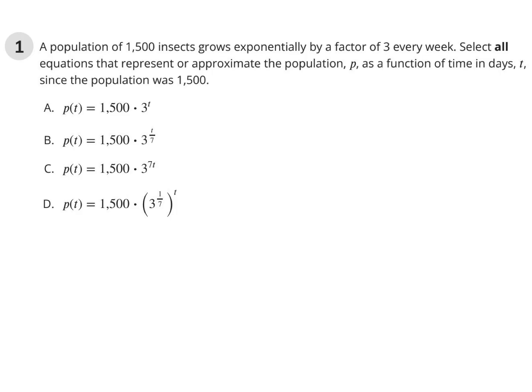Okay, a population of 1,500 insects grows exponentially by a factor of 3 every week. So they triple every week. All right, select all equations. Here's our key, all. This lets us know it's going to be more than one answer.